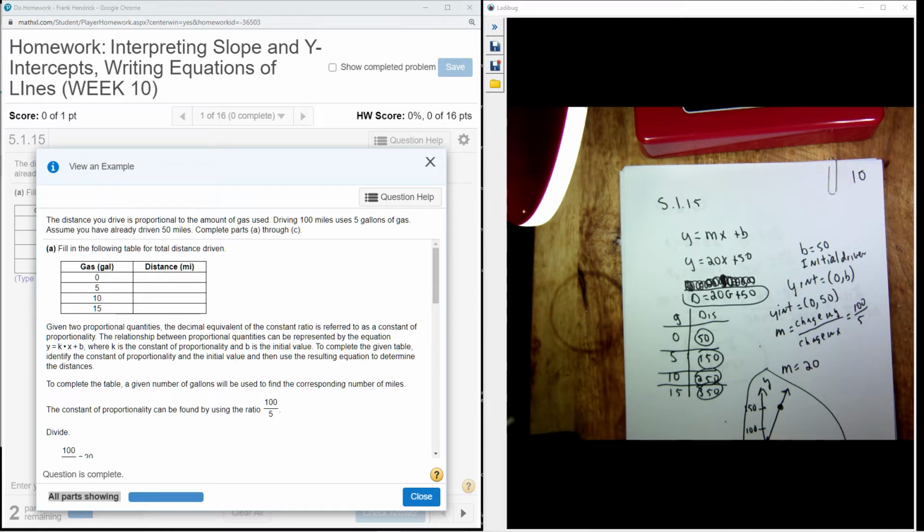A says fill in the table for the distance driven. So we have to fill in the table here. We're going to need a model. Use that model, an equation, to fill in the table. We have to derive one.